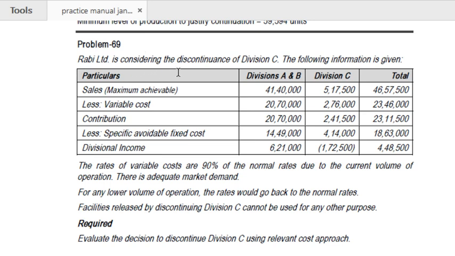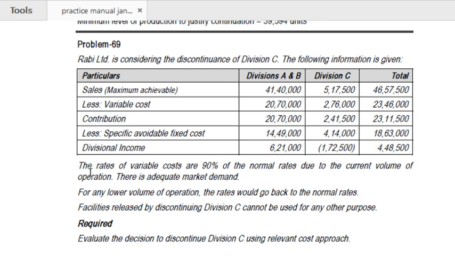So Ravi Limited is considering the discontinuance of division C. The following information is given. You've got sales, maximum achievable, given for division A and B, division C and total, less variable cost for division A and B, division C and total. You have contribution, less specific avoidable fixed cost, then you have divisional income. As you can see, division C is obviously giving a loss. So maybe that is the reason why Ravi Limited is considering the discontinuance of division C.